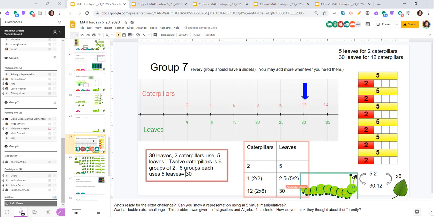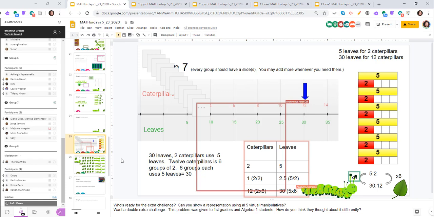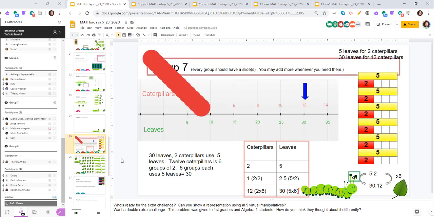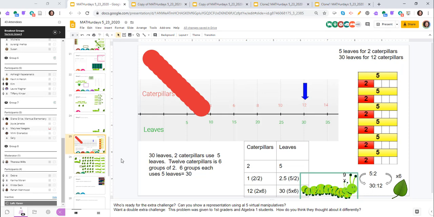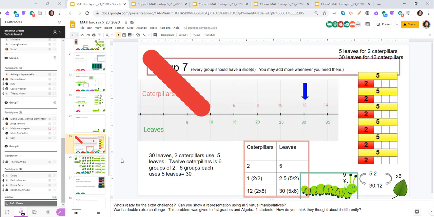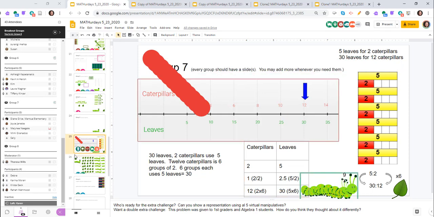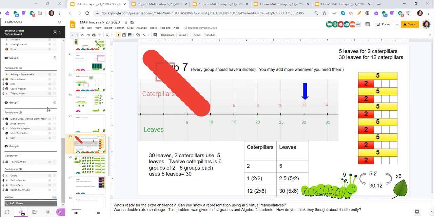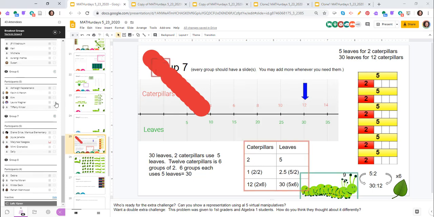Yes. Until we get to 12 caterpillars. I think it makes sense, but setting it up in a 10 frame for first graders, I would think they would just see 7. They wouldn't see the relation, the 5 to the 2. That makes sense. Yeah, this would be more toward.